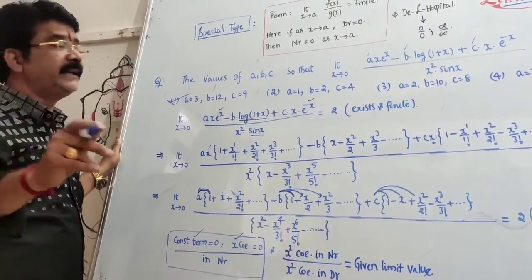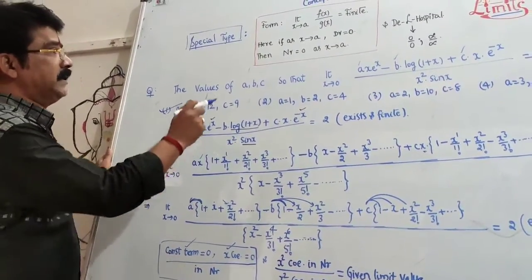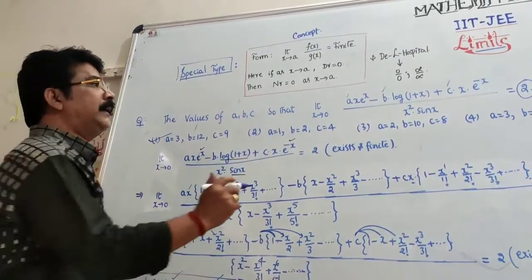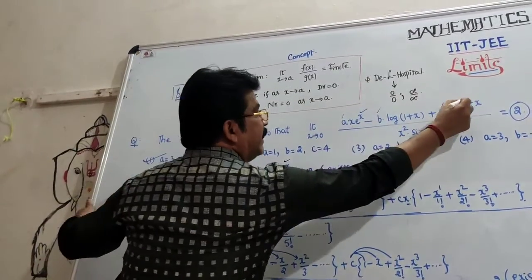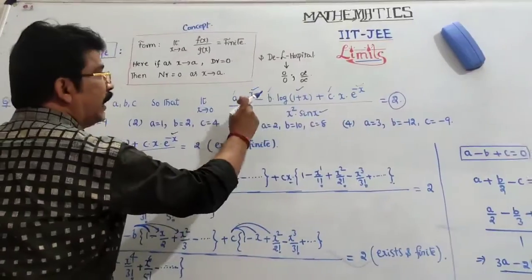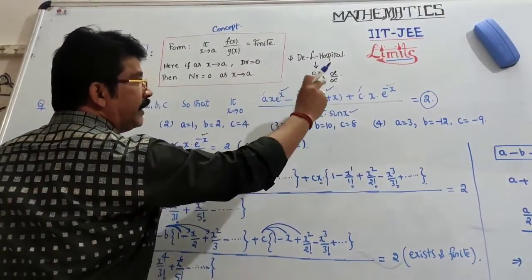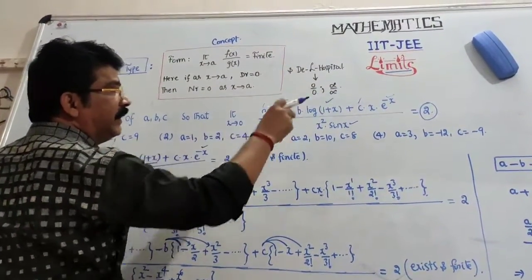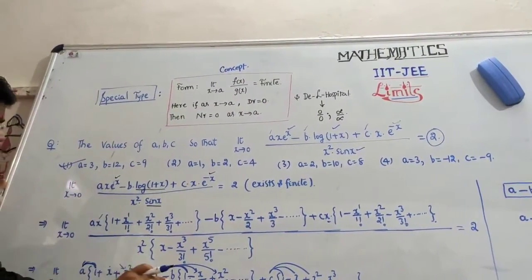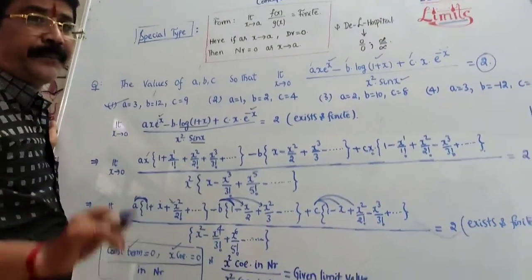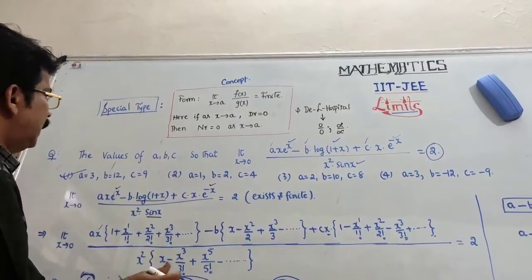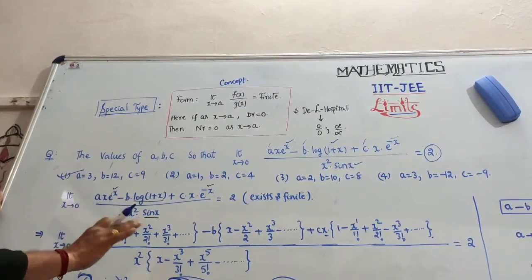Hence the problem is solved. This kind of question, especially this question, is very, very important. It is higher level thinking. Remember e power x, e power minus x, log of 1 plus x and sin x: 4 different kinds of functions are involved in this question. That's why I took the expansions. So it is better to learn all the expansions by heart. This problem was done by using the expansions.